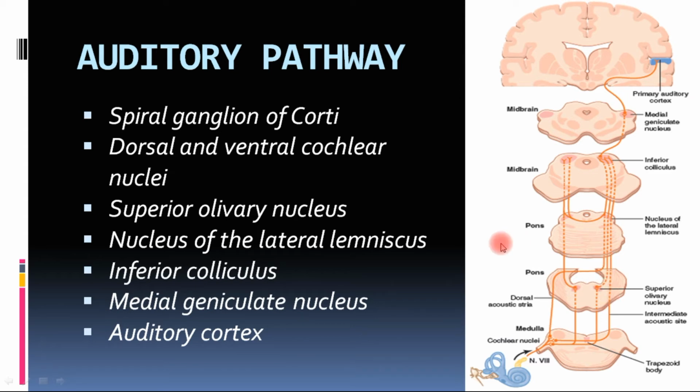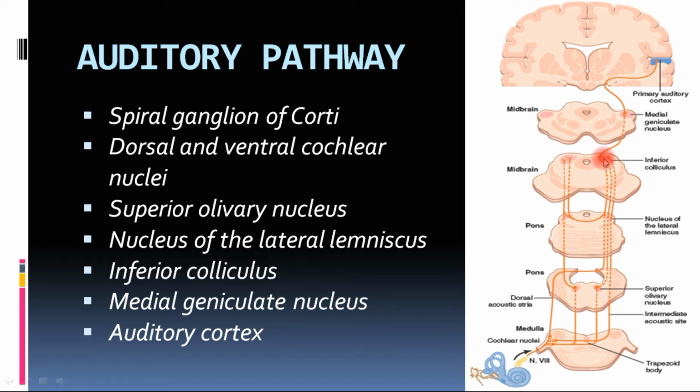Now the third destination is the nucleus of lateral lemniscus, and the synapse is similar to the superior olivary nucleus. That is, few fibers synapse at the lateral lemniscus, whereas most of the fibers do not synapse at the lateral lemniscus, and go bypassing it. The majority of the fibers go to the inferior colliculus.